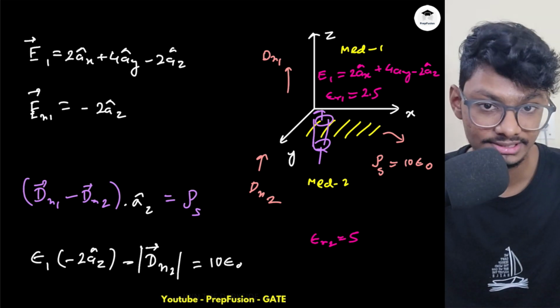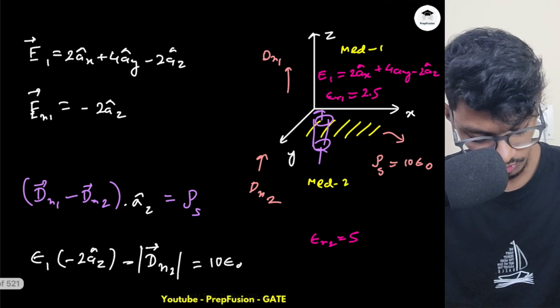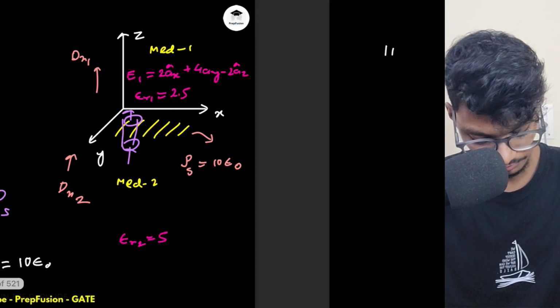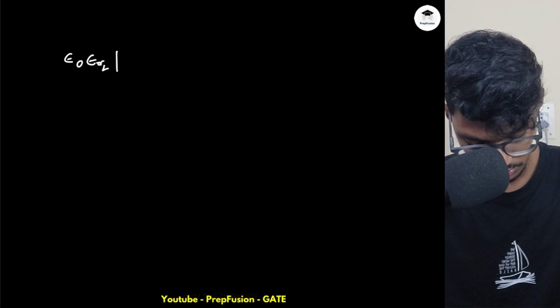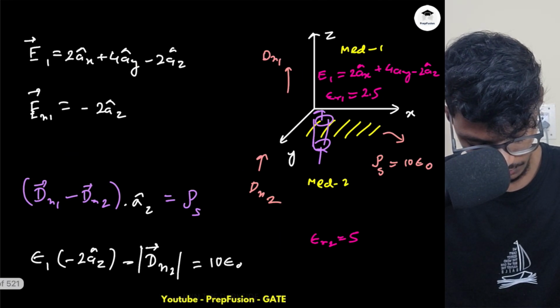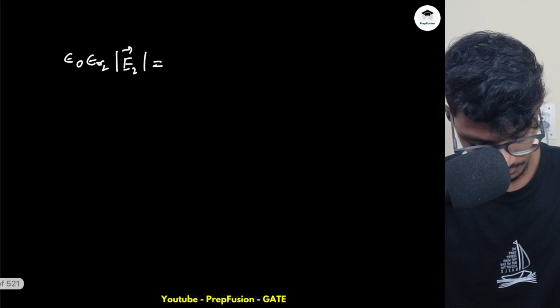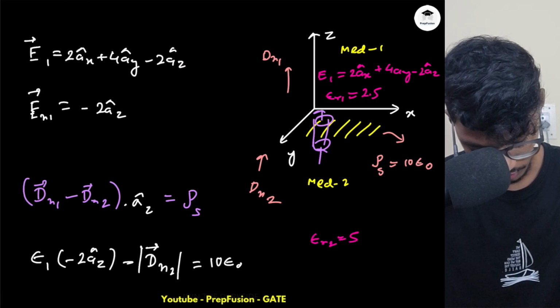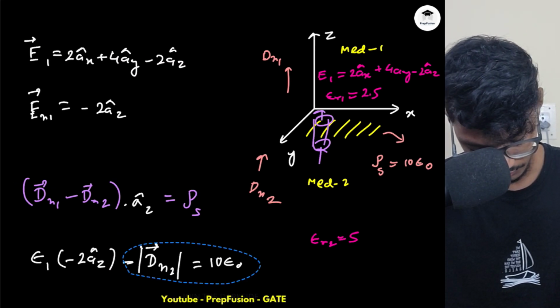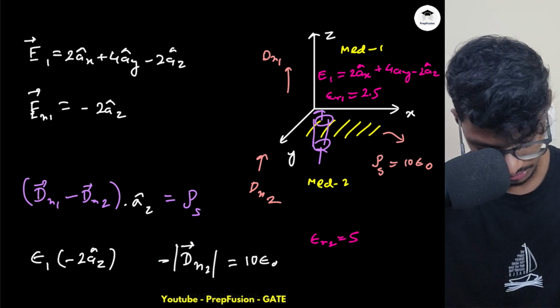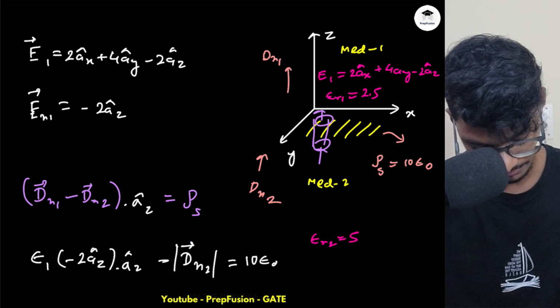Now can I write this in terms of electric field? So dn2 will be epsilon 2, that is epsilon naught epsilon r2, into E2. Here I have forgotten to take a dot product. This whole thing is with a dot product, so this will be dot az cap.